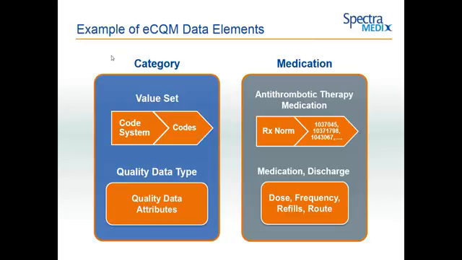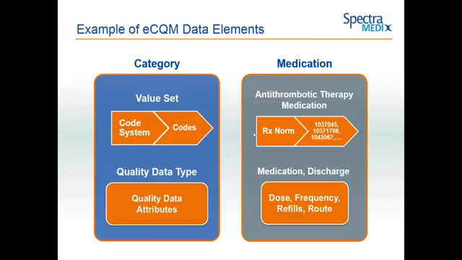So the first concept is that eCQMs follow a quality data model, so it's called a QDM. And the difference between the QDM and what was being done prior to that through manual abstraction was that QDM follows certain standards and value sets to capture a specific clinical event, and in this case, administering antithrombotic medicines prior to discharge. So they will follow a standard.